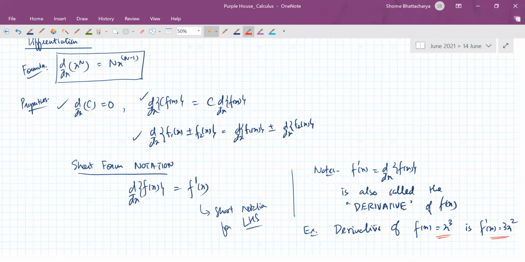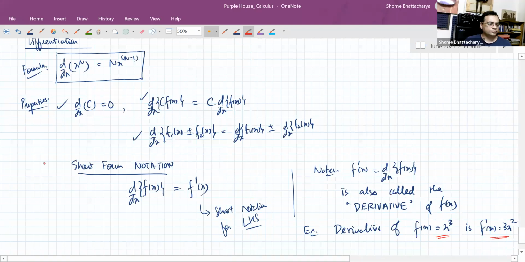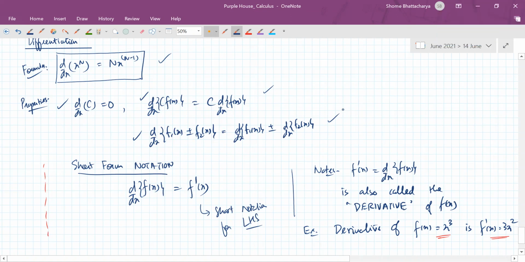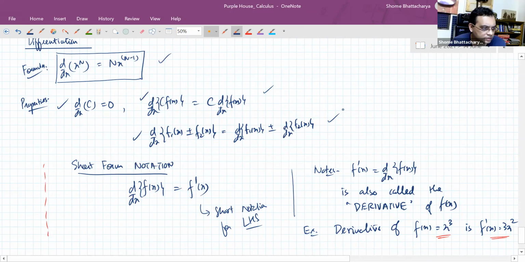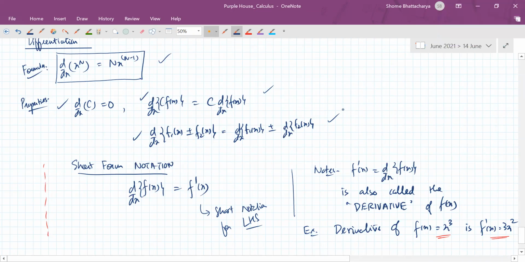Sir, can you wait? We have to write. Yeah, this part you can write now. Whereas these things you have seen last time only. It's just a recap. What is the heading you have written? Short form notation. Short form, shorthand, whatever.